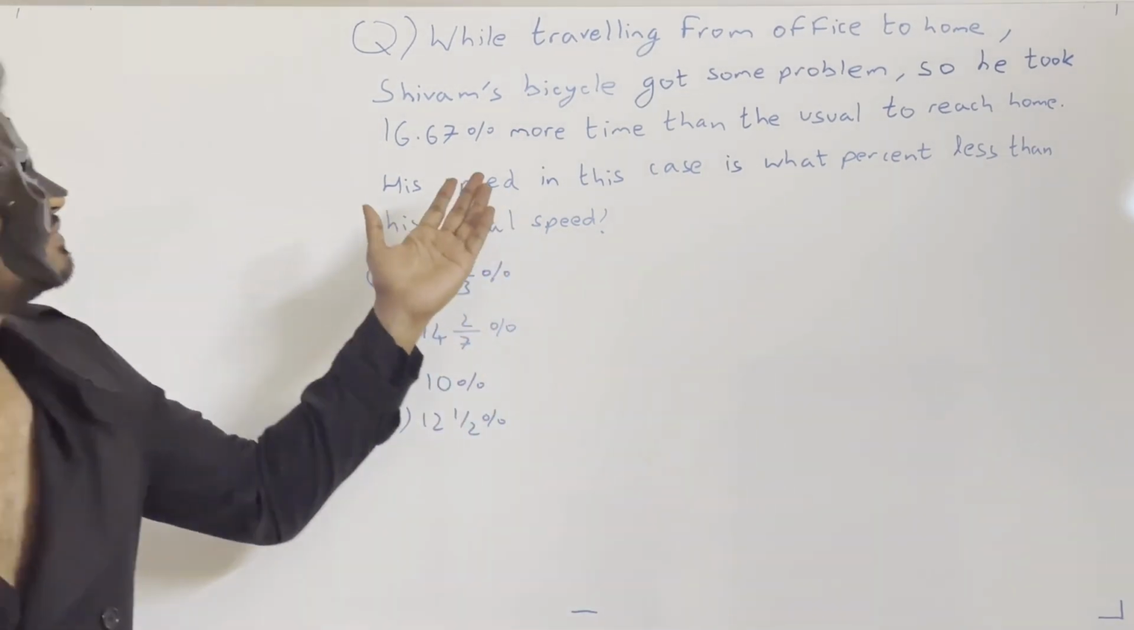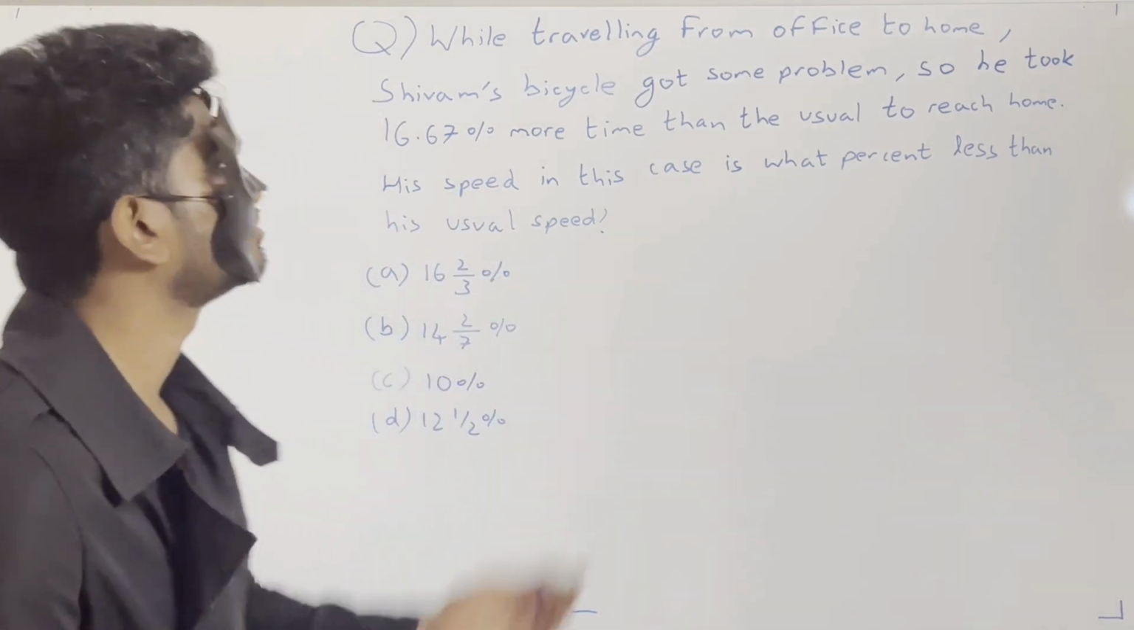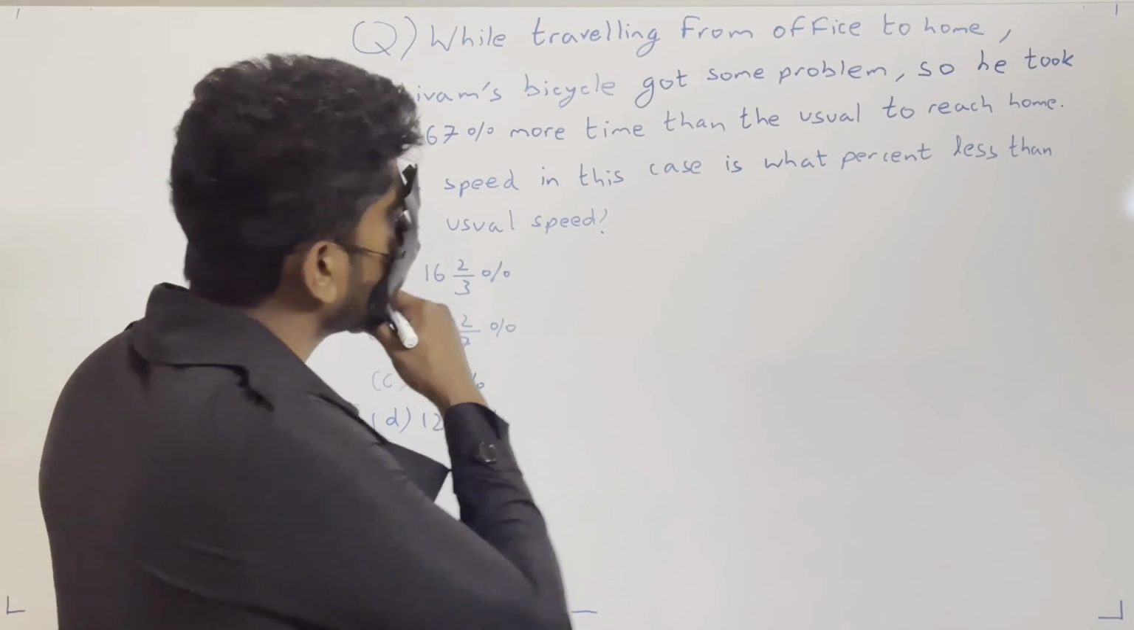So Shivam might be using his bicycle because his wife might have taken his car. So to go to office he is using a bicycle, I guess.